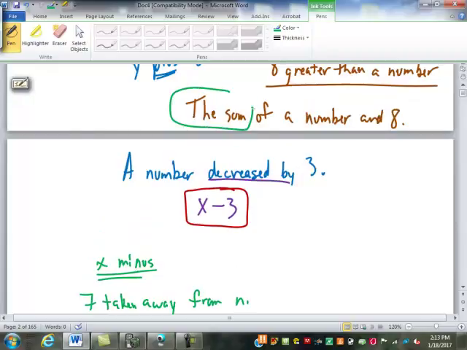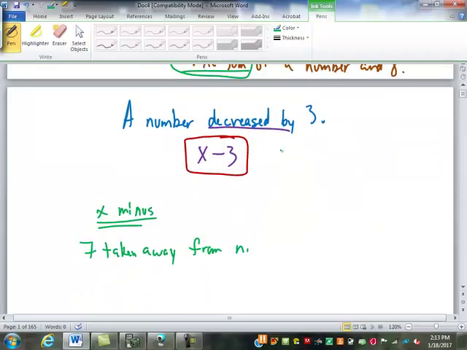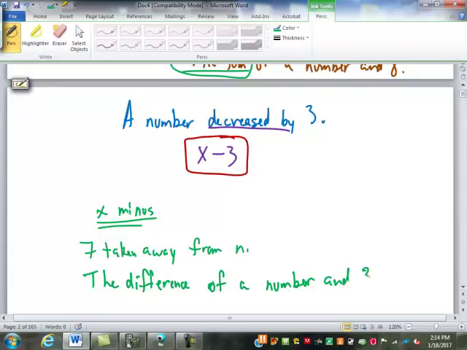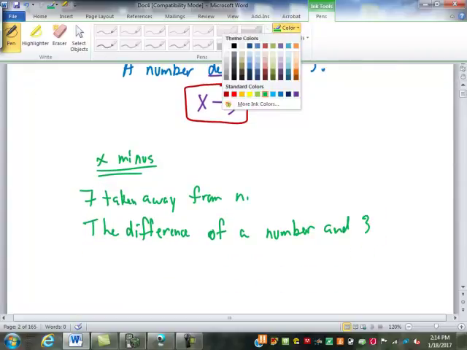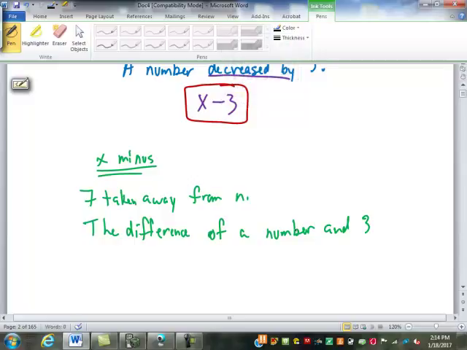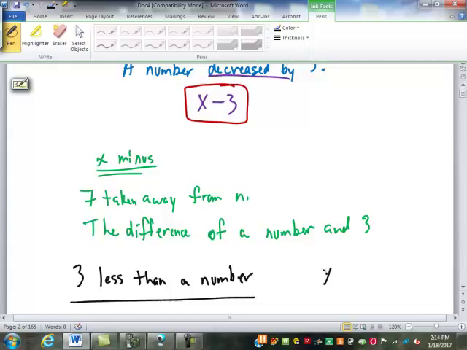One of them I overheard was similar to this one. The difference of a number and 3. Now, one I want to point out here, just because it can be a little confusing. Three less than a number. 3 less than a number is that number minus 3.